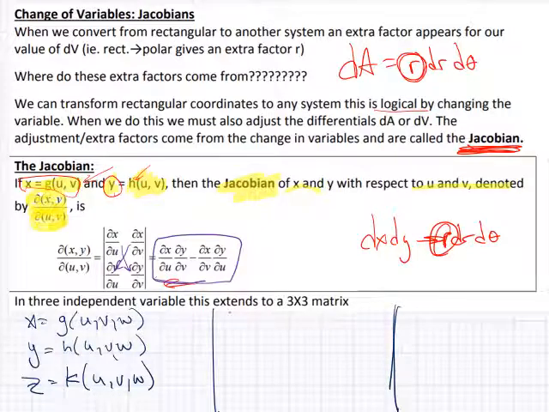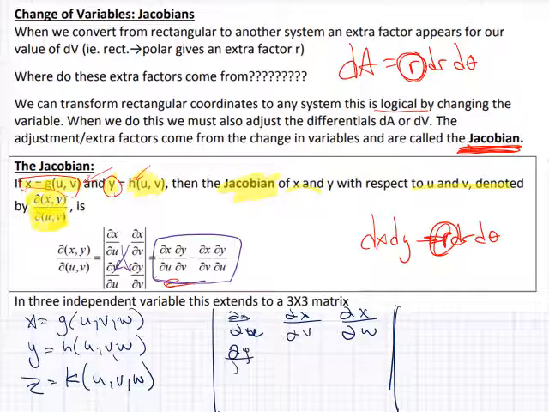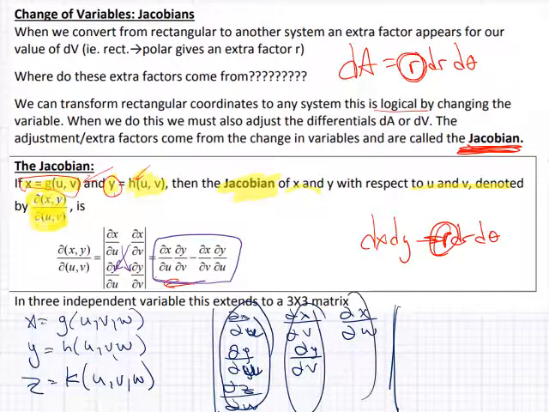So you do x with respect to u, x with respect to v, x with respect to w. And then next you do y with respect to u, y with respect to v, etc. And then the last one would be z with respect to u. And again, order is not so much important as long as this whole column is with respect to the same variable, and this one, and this one's the same starting variable.